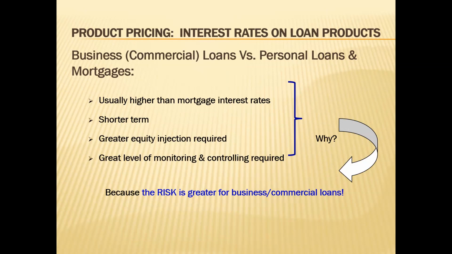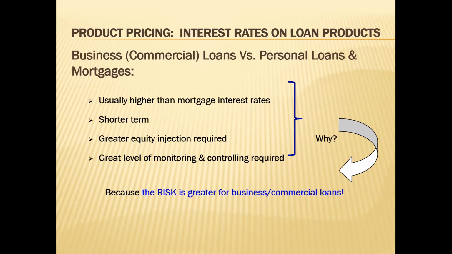On the commercial loan side, they're shorter term, with greater equity injection required. They have a greater level of monitoring and controlling required. As I mentioned in the previous class, business loans are reviewed on an annual basis, much like overdrafts, because they're so risky. And in your book it says ask the question why: because the risk is greater for business or commercial loans than for personal loans and mortgages.